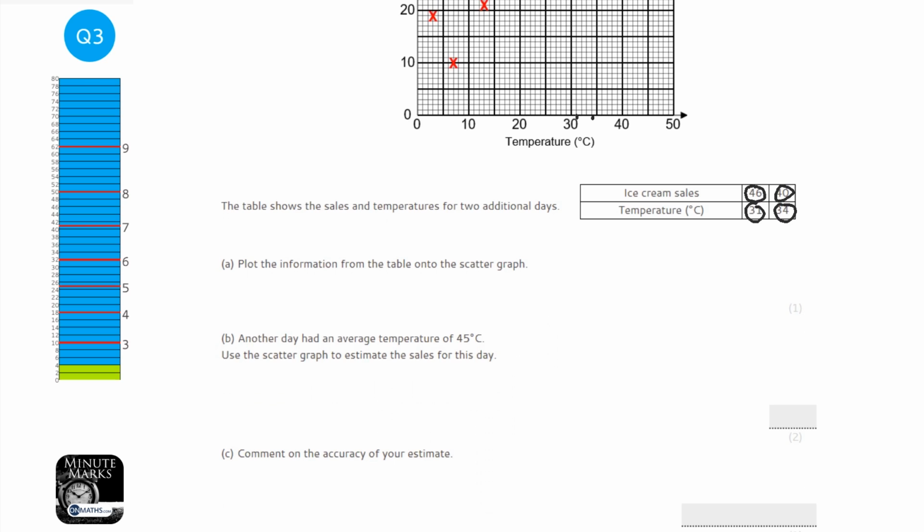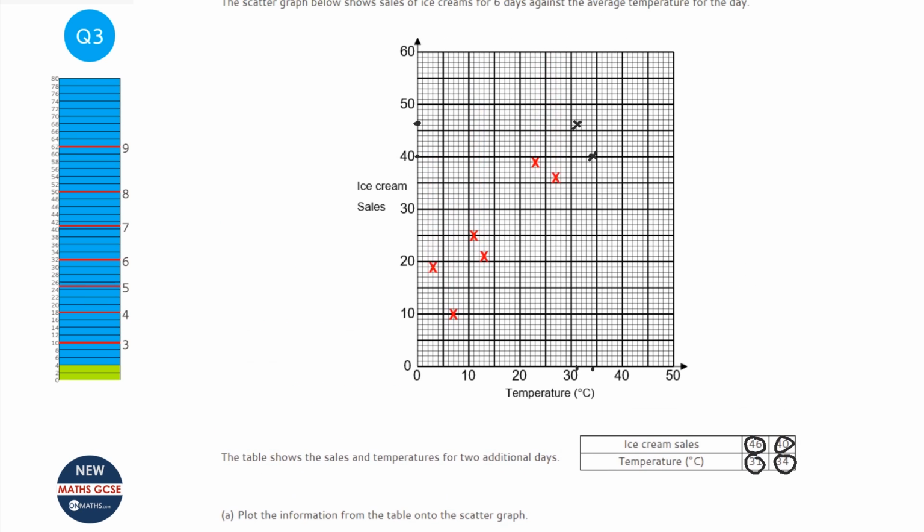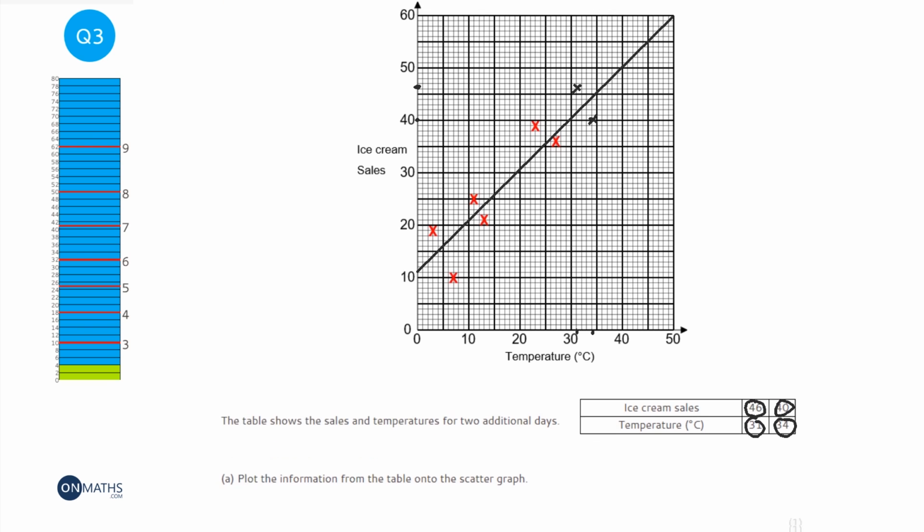Next question says, on another day had an average temperature of 45 degrees. Use the scattergraph to estimate the sales of the day. Now, you need to get used to just drawing a line of best fit to any scattergraph that you come across. You will have to do it, okay? So just do it, even if it doesn't ask you to. Now, a line of best fit is just a line that follows all the data like that. You should have roughly the same amount of data top and bottom, but it doesn't matter if it's not perfect, okay? So let's have a look.